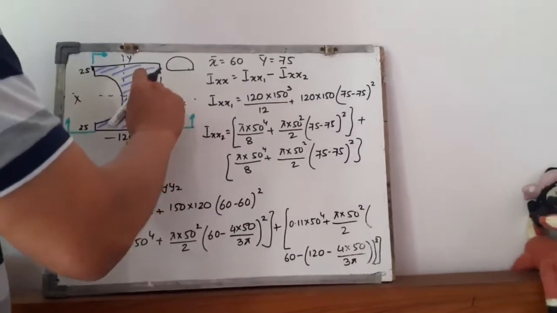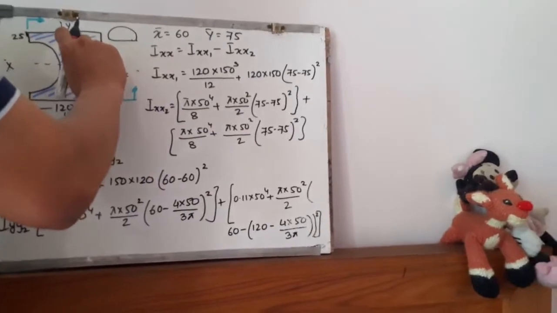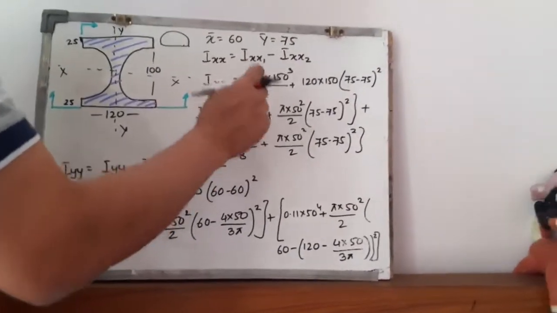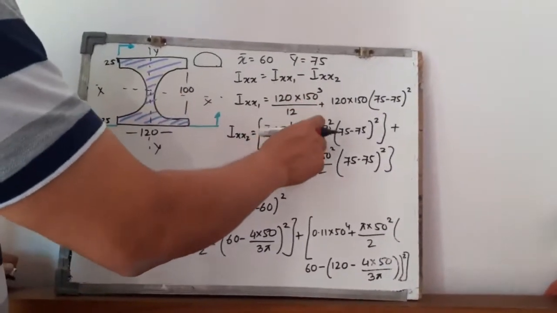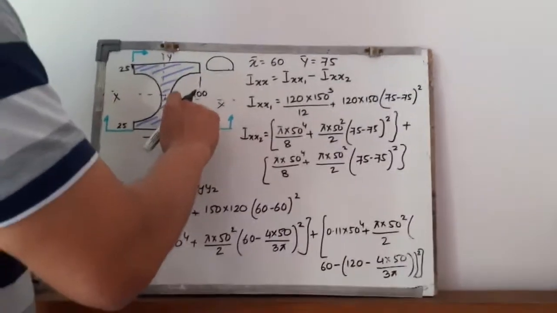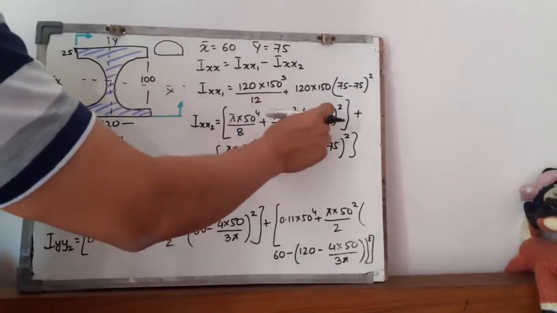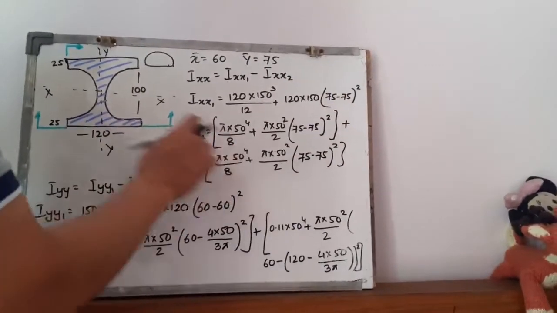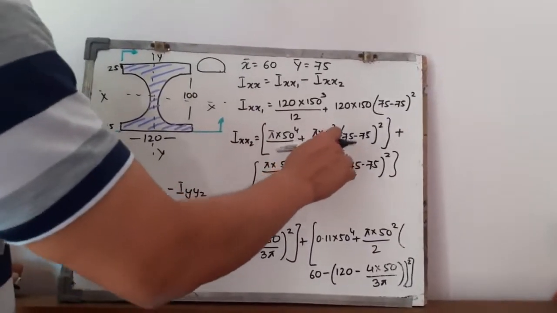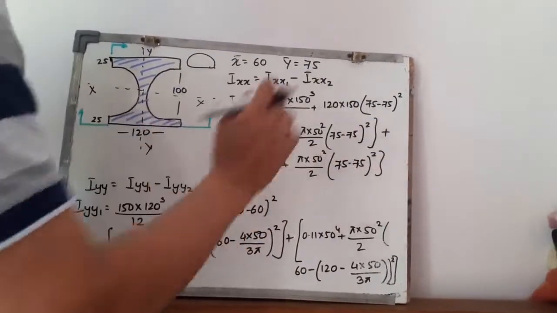So about this reference frame, this is pi r to the power 4 by 8, the moment of inertia about the xx axis, plus pi r square by 2, this is the area, and the centroid lies at a distance of 25 plus half radius. So this is at a distance of 75. So this is pi r square, 75 minus 75 whole square. Similarly for this one, it is again pi r to the power 4 by 8 plus pi into 50 square by 2. This is the area of the second one, and this is 75 minus 75 whole square.